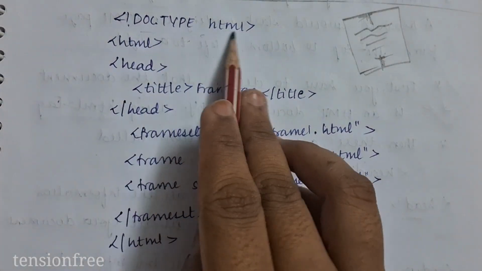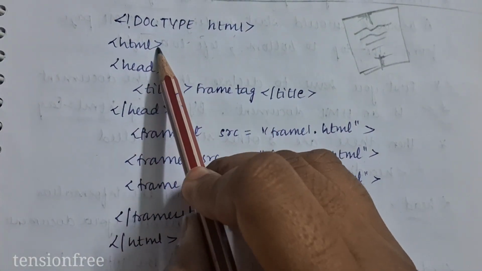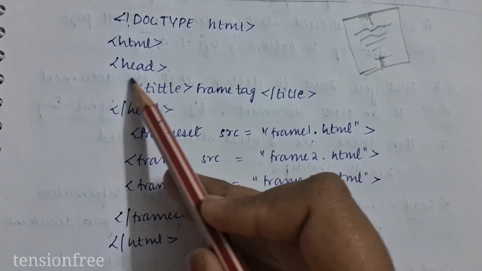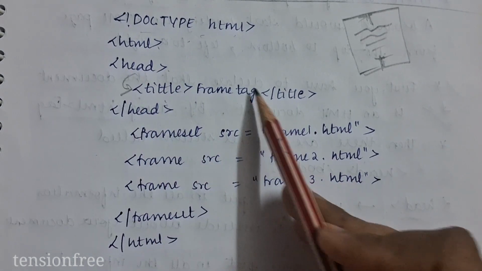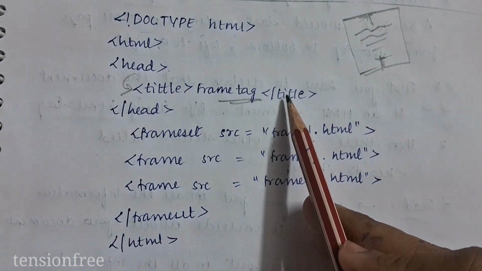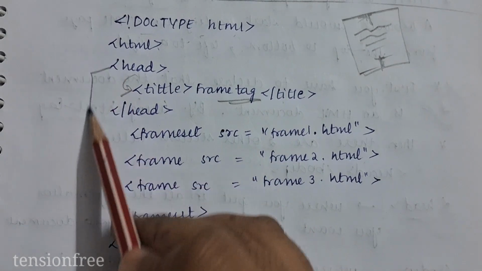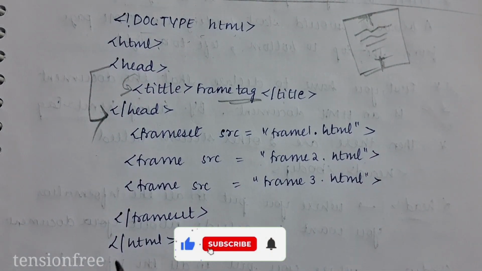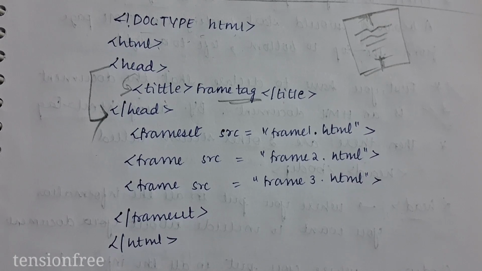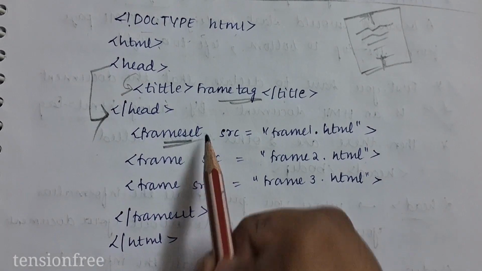Let's take the document type as HTML. We write the html tag. We have to write the head, right? In that head, we need to provide a title, that it's a frame tag, and we close the title. After that, we close the head. In the previous videos, we have used the body tag, right? But in frames, we shouldn't use the body tag. So we use a frameset tag.